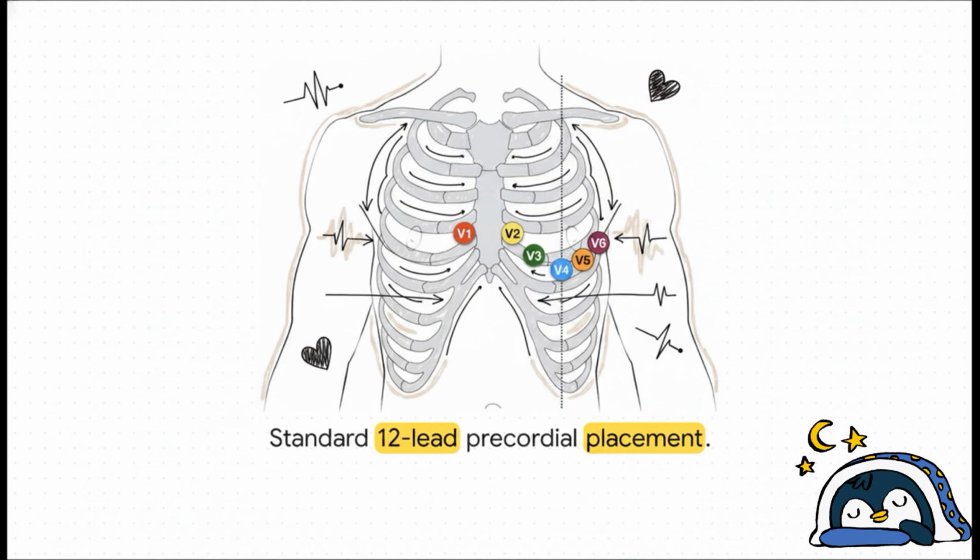We start by anchoring V1 and V2. Remember that sternal angle we just marched down earlier? Well, we place V1 at the 4th intercostal space on the right margin of the sternum, and V2 directly across from it on the left margin.